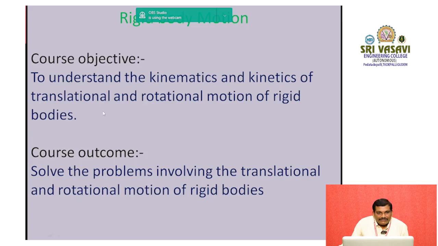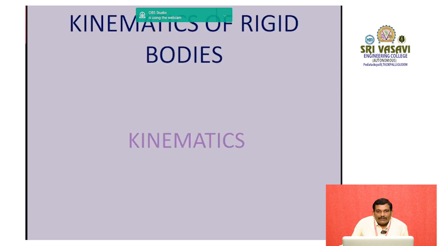So coming to kinematics of rigid bodies, the course objective is to understand the kinematics and kinetics of translational and rotational motion of rigid bodies, and the course outcome is to solve problems involving the translational and rotational motion of rigid bodies. So, kinematics of rigid bodies.